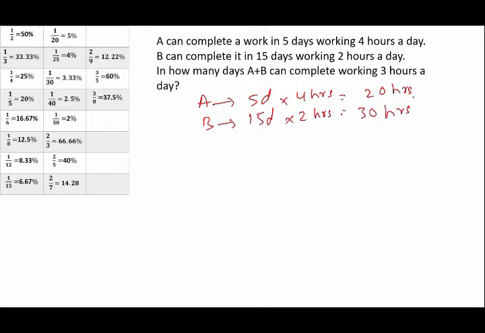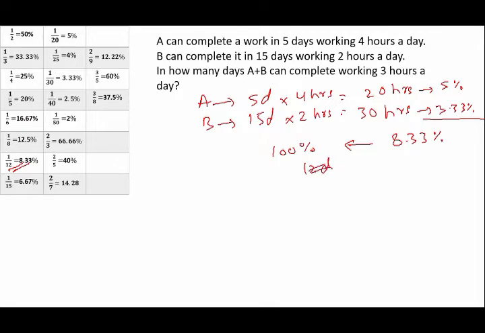From our fraction table, we see that value for 20 is 5%, and for 30 it is 3.33%. It means 5% of work is done in 1 hour, 3.33% of work is done in 1 hour. When working together, they will be completing 8.33% of work in 1 hour. In order to do 100% of work, they will be taking 12 days. That's the value from our fraction table.